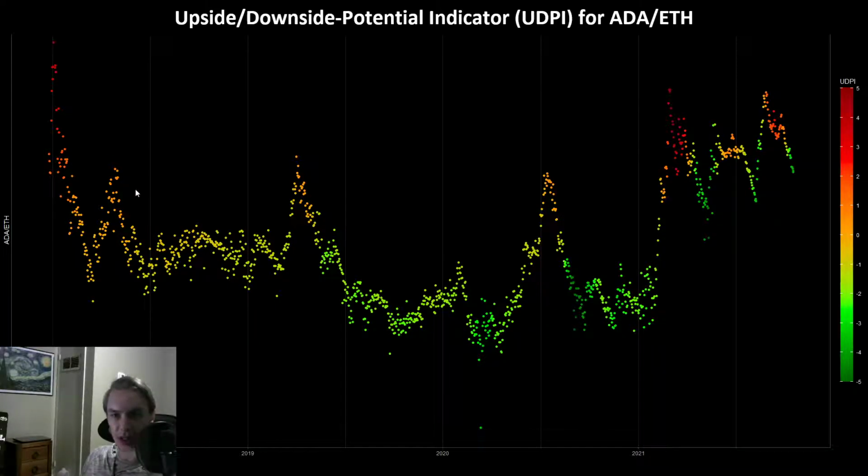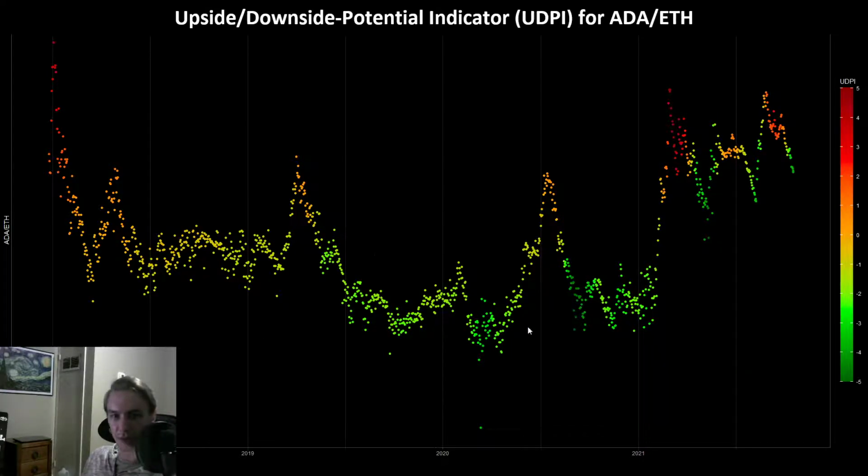And so then what you can see again is that the UDPI is pretty darn good at calling out points where ADA is maybe a little bit too high in its valuation against Ethereum, and it's likely to fall. So ADA is going to underperform Ethereum in the near future. And then it's also good at calling out these green points when ADA is likely to outperform Ethereum in the coming future. And so the way you can read this is that when the UDPI is red, then you might want to be selling your ADA for Ethereum, but when it's in the green zone, you might want to be selling your Ethereum for ADA.